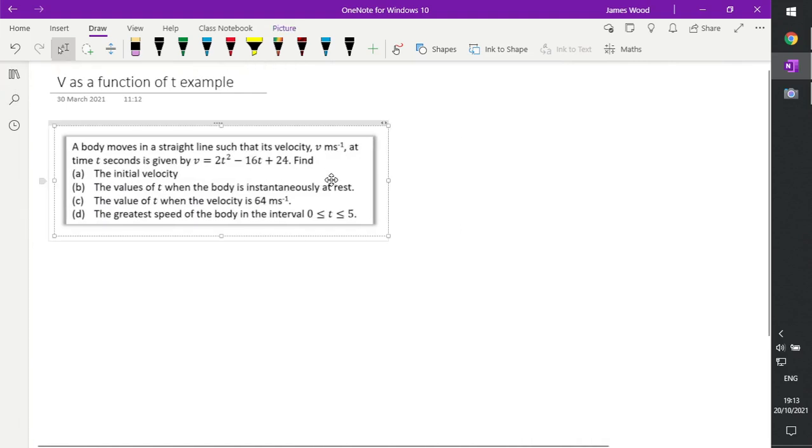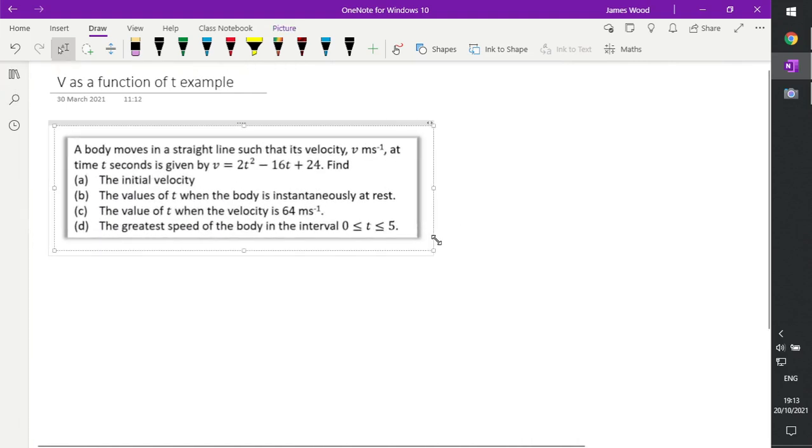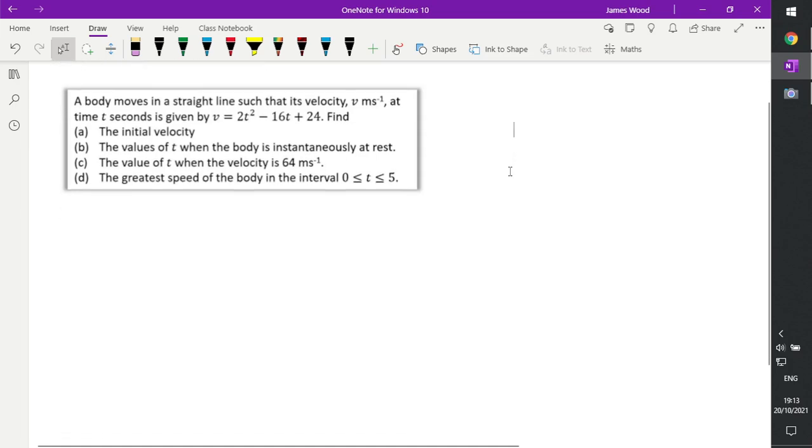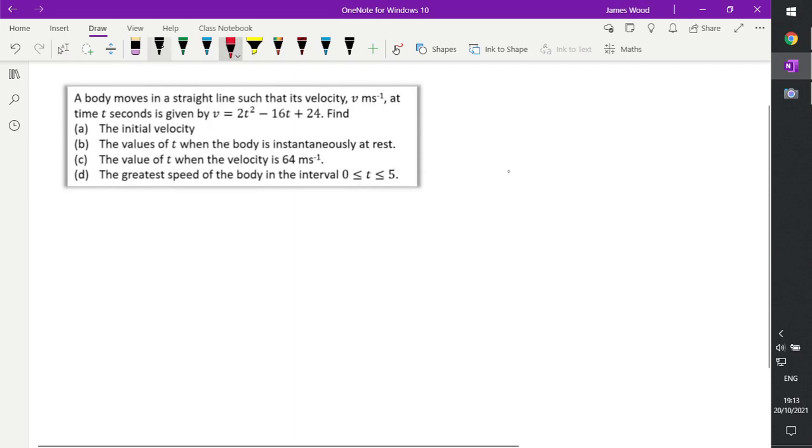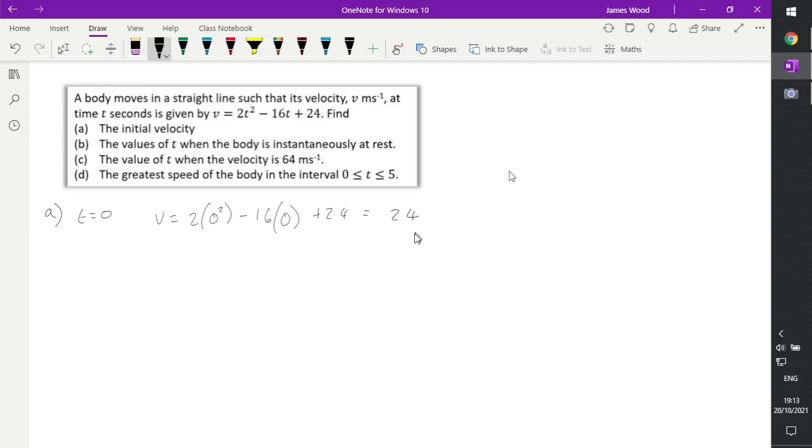Here's another example. So this time we've got the velocity. It's given by 2t² − 16t + 24. We've got to find a few things out. So the first thing is the initial velocity. So that is when t is 0. That's what I mean by initial velocity. So v is going to be 2 times 0 squared minus 16 times 0 plus 24. So that is just 24 meters per second. That's basically like your y-intercept, isn't it?